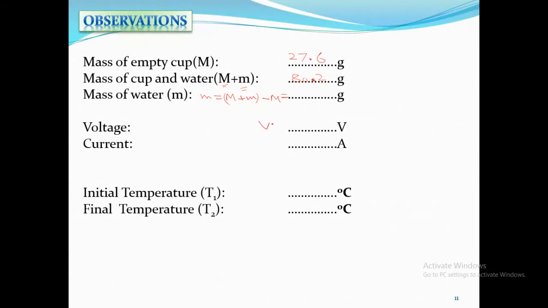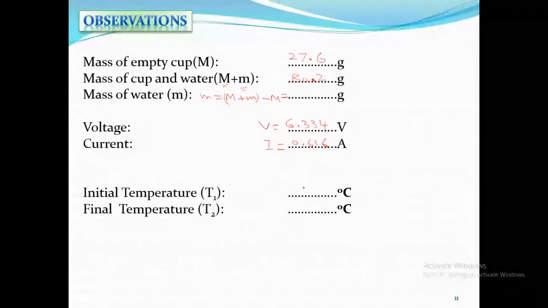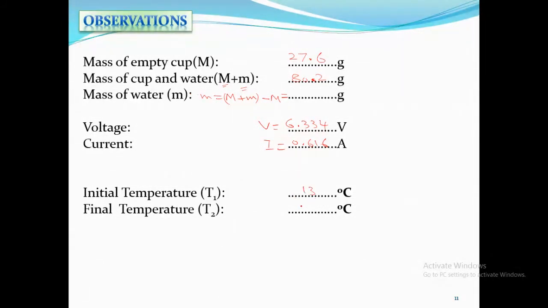Voltage and current we have already noted. Voltage is 6.334 and current is 0.616. And initial temperature, I have 13 degrees, and final, I have 46 degrees, for example. Please complete this page, then I will go to the next page.